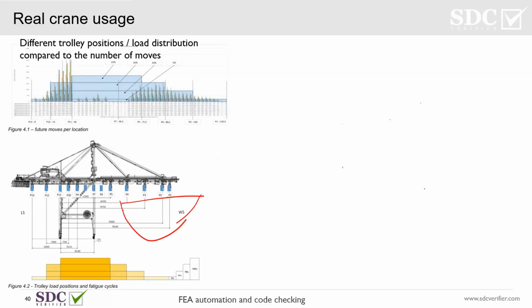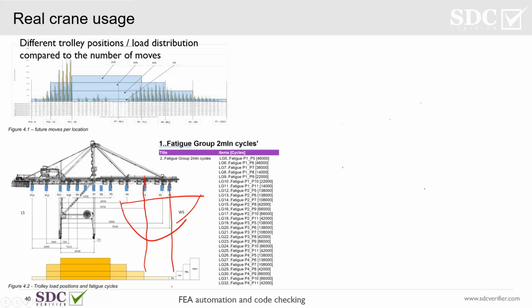Based on experience, a lot of cranes rarely use the extreme positions. It does not mean that they are not used at all, of course they are. But if they are rarely used, it means we should not take them into account 100% for the fatigue verification. So what we should do is split our trolley position usage into different groups and make a ratio between the numbers of load cycles.